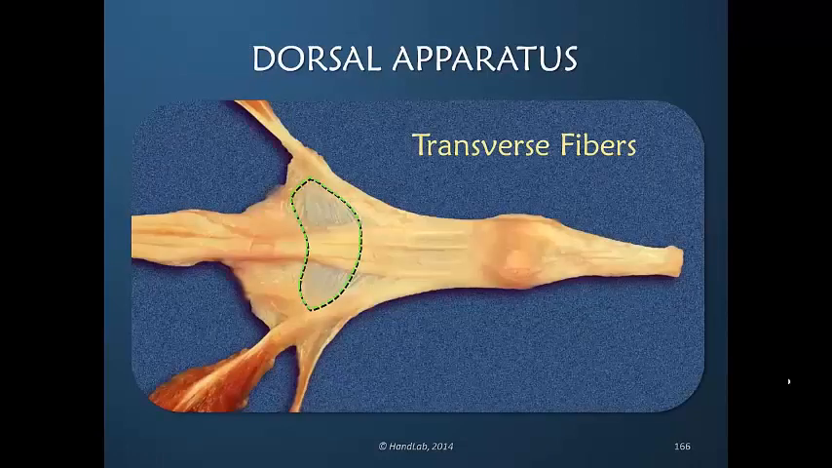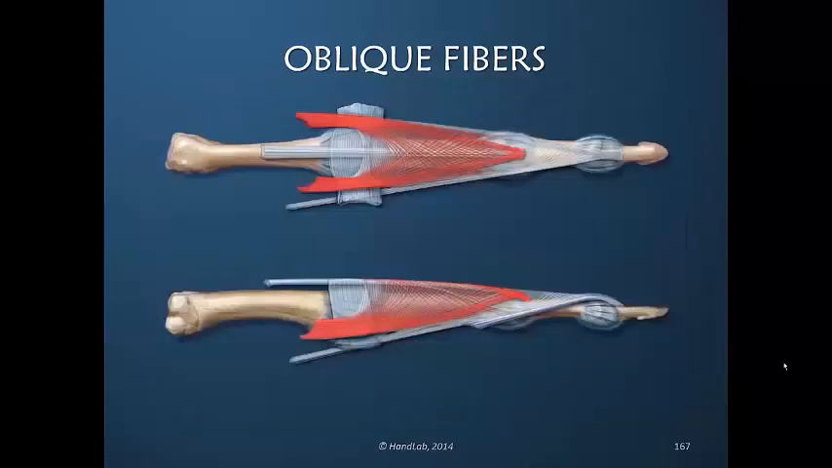The transverse fibers we see very clearly here, distal to the sagittal band area and running transversely across the proximal aspect of the dorsal apparatus. We can see here transverse fibers, and then we can see overlapping the beginning of some oblique fibers. The oblique fibers cover the majority of the proximal aspect of the dorsal apparatus. They do come together and insert as the central slip insertion.